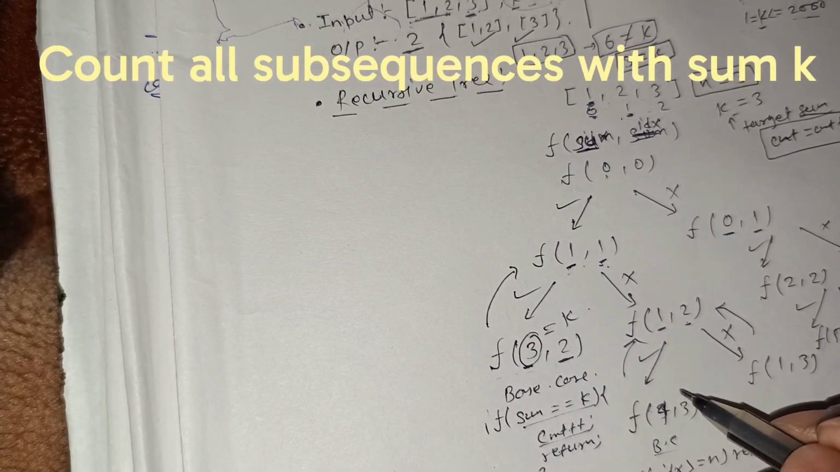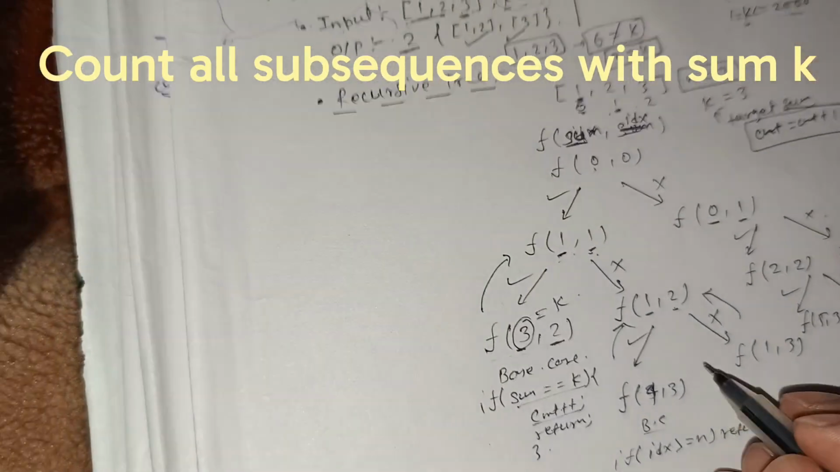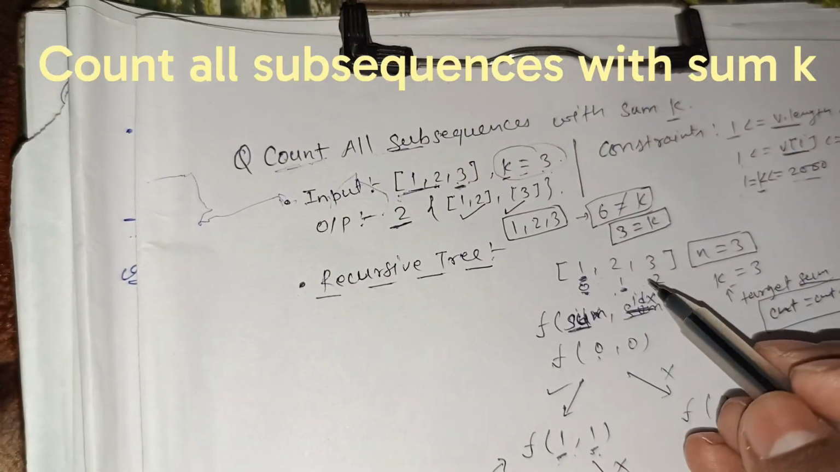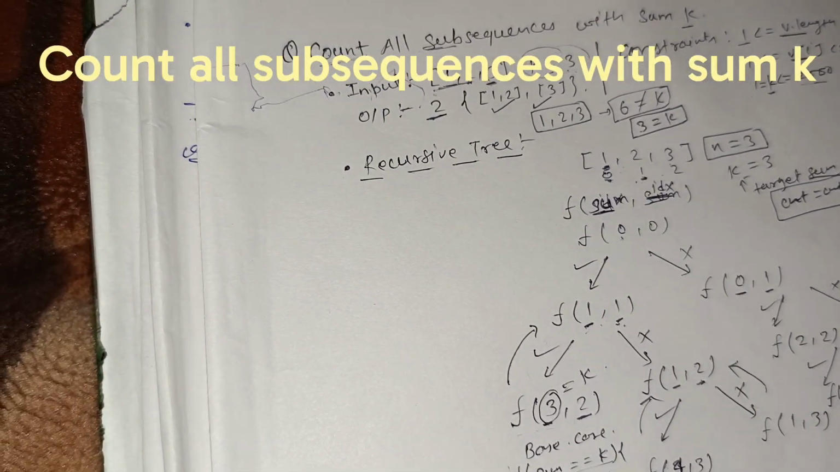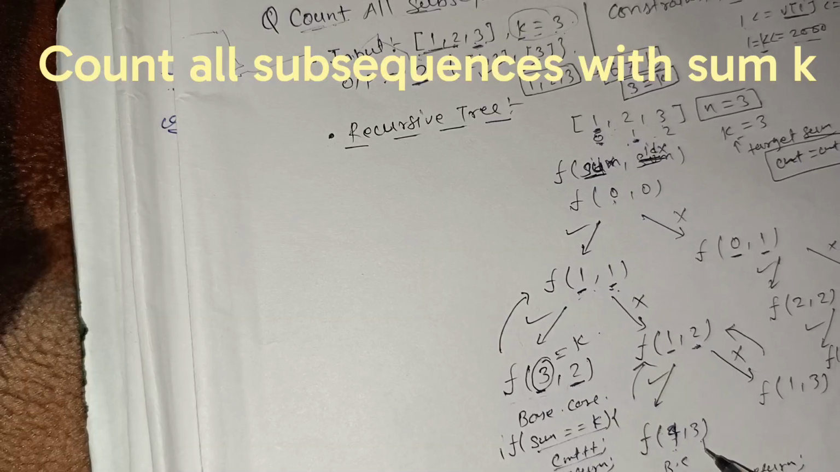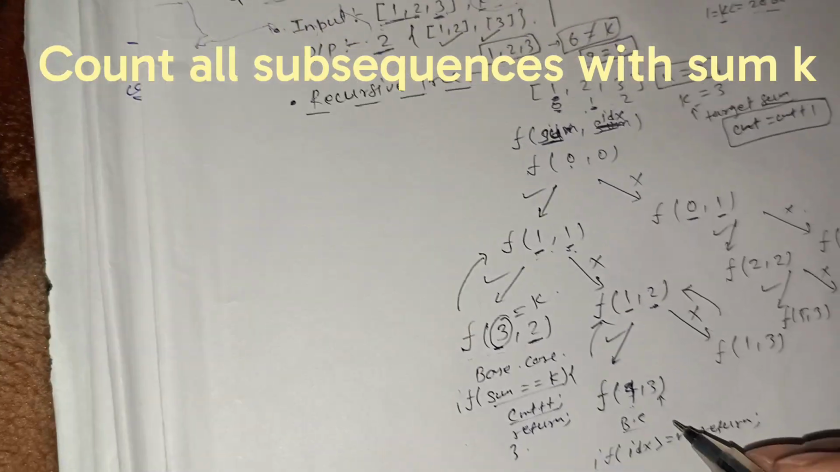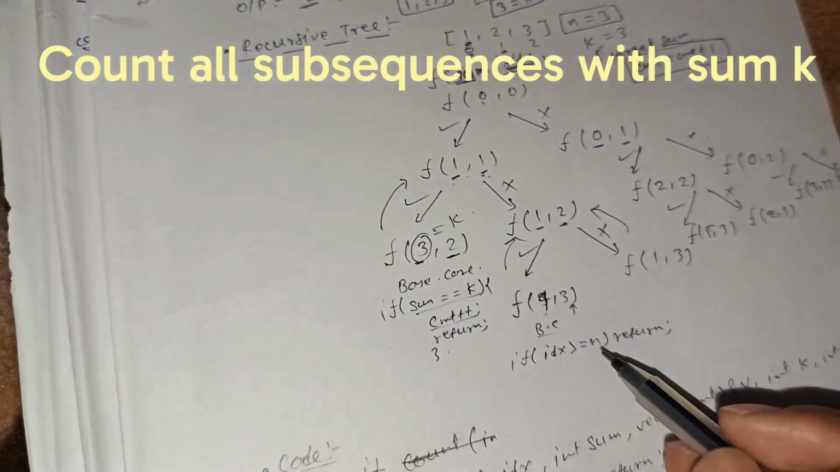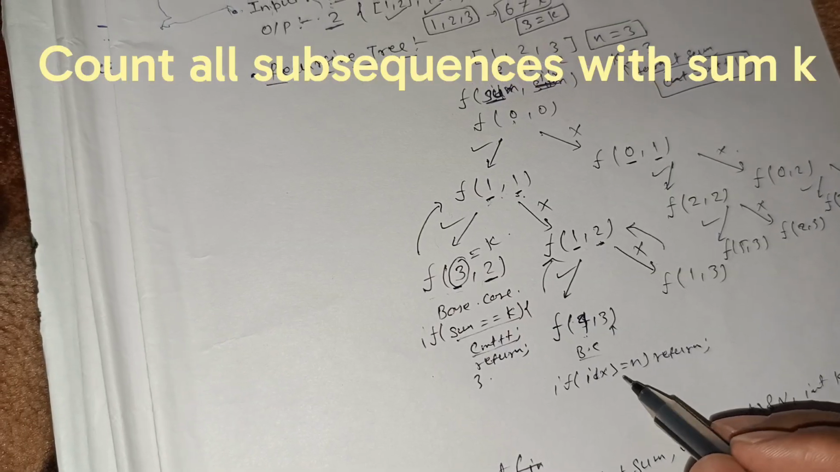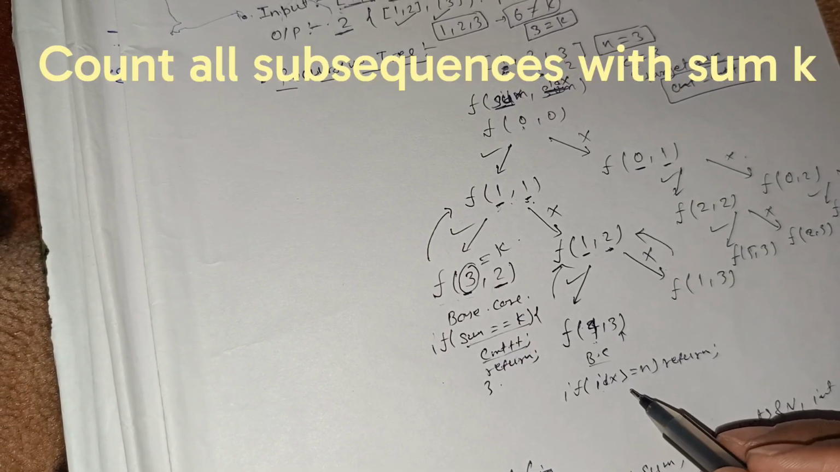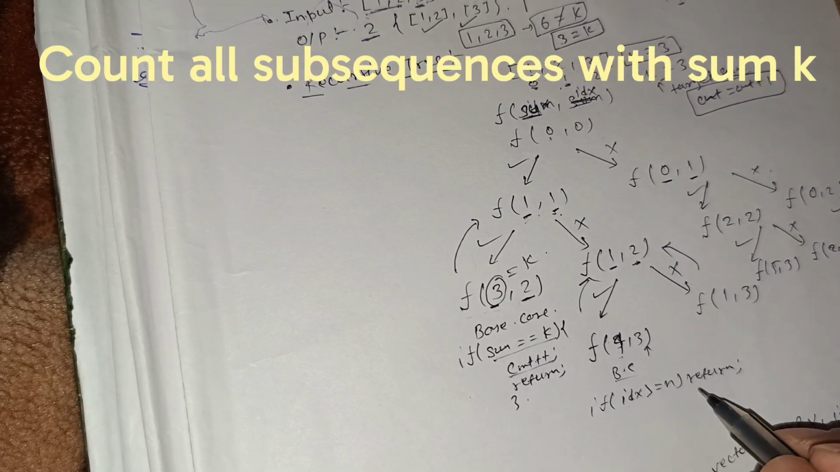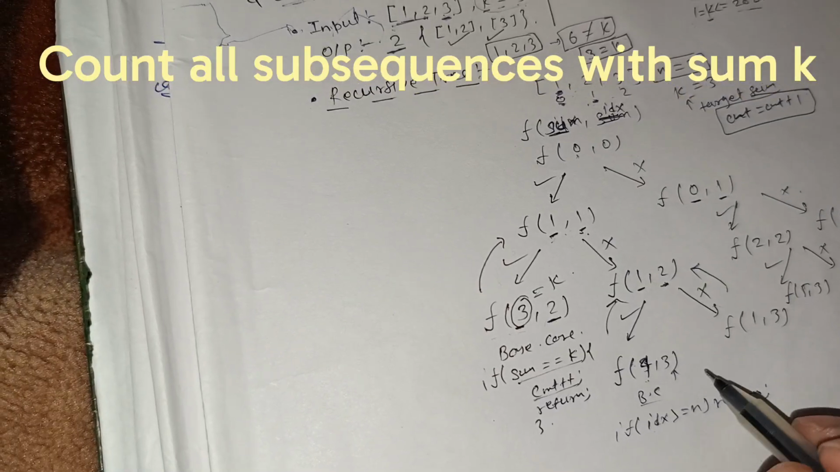Then the further call goes: take the element at index 2, that is 3, the sum will be 4 and index gets incremented to 3. Here again the index is incremented and it hits another base case, that is if index is greater than or equal to n, then the function will return.